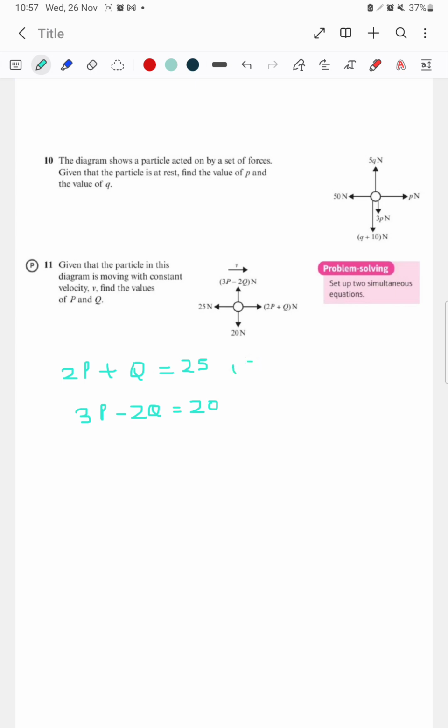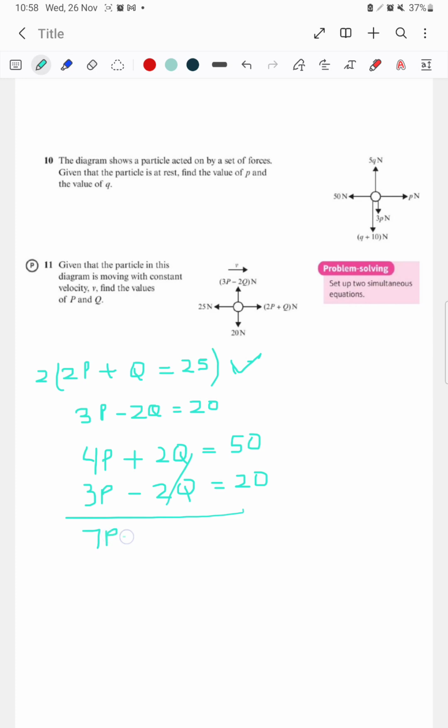I multiply the first equation by 2 so that we will have coefficients of positive 2 and negative 2, and we can cancel them by adding the two equations. So I will get 4P plus 2Q is equal to 50, and the second is 3P minus 2Q is equal to 20. When I add these two equations, I get 7P is equal to 70. So that will give me P is equal to 10.